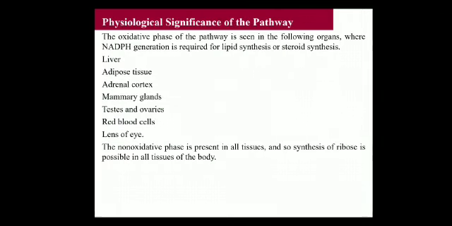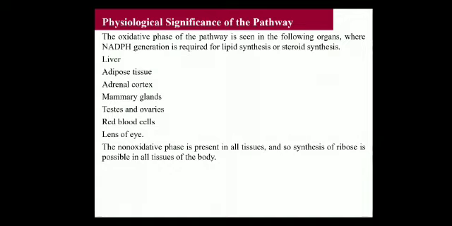And what is the significance of this HMP pathway? Physiological significance. This pathway is seen in the following organs. The main purpose of this pathway is NADPH generation and pentose generation, right? So NADPH generation, why is it important? For lipid synthesis or steroid synthesis.